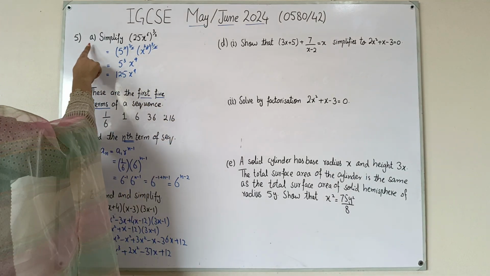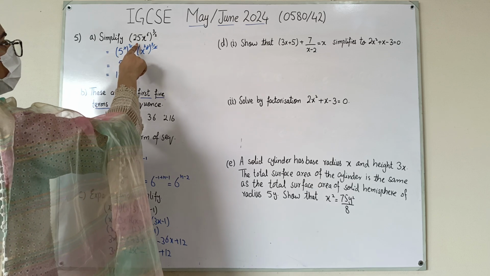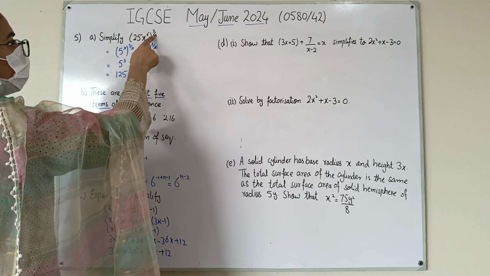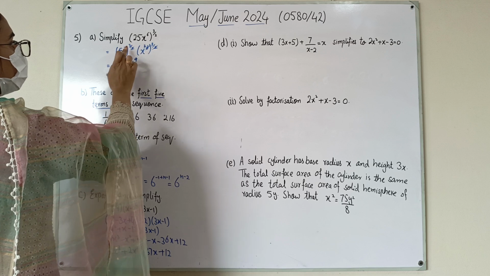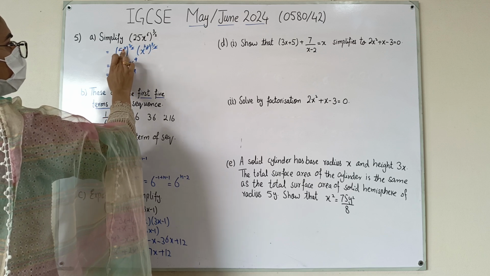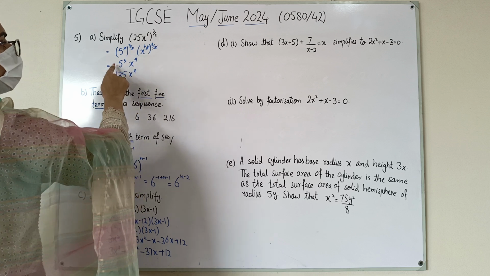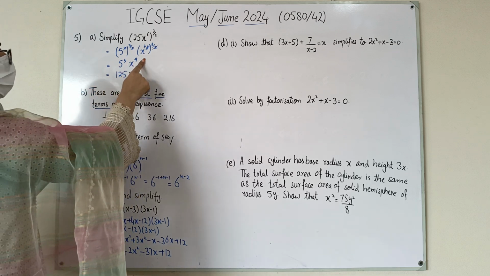In question number 5, part A, simplify this expression: (25x^6)^(3/2). You have to distribute the power 3/2 among these two terms. 25 can be written as 5^2, so (5^2)^(3/2) times (x^6)^(3/2). After cancellation, you will get the answer 5^3 x^9.